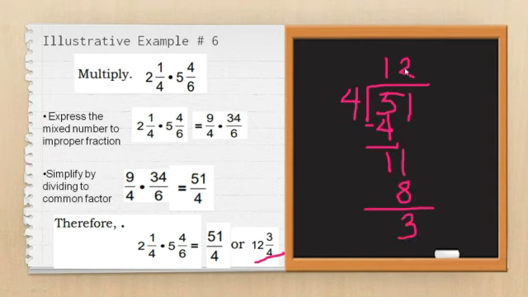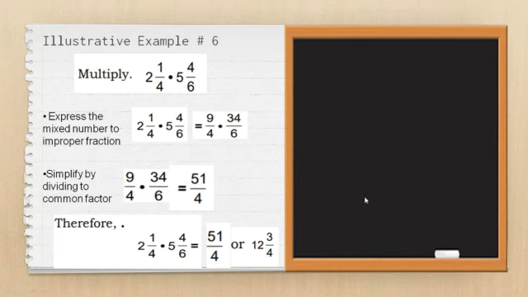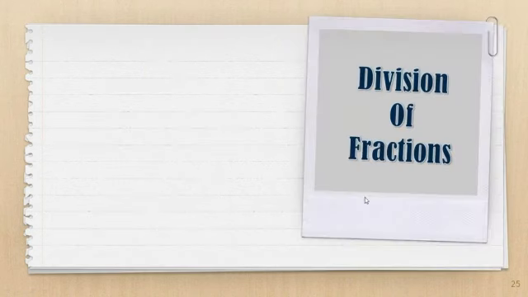So, ibig sabihin, I have 12, remainder ay 3, magiging numerator siya over denominator ay 4. So, we have 12 and 3 over 4. Okay? Next. After multiplication, we have division of fraction naman.